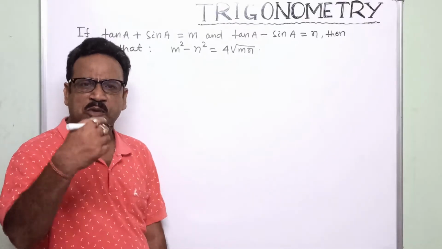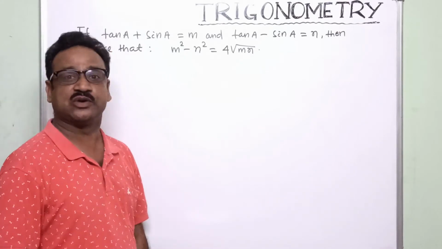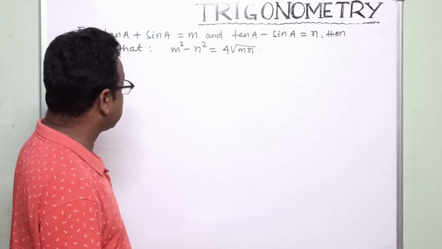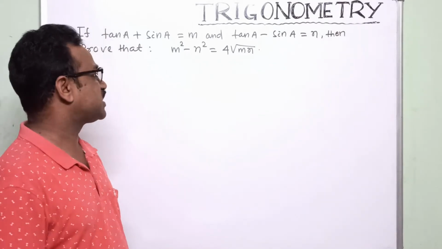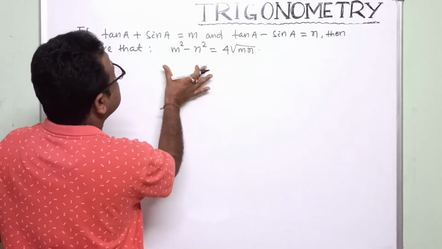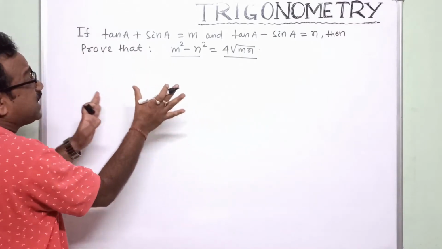So now move on to the next question. What is given? If tan A plus sin A is equal to m and tan A minus sin A is equal to n, then prove that m square minus n square is equal to 4 root mn. Okay. So we will see, this is your LHS, this is your RHS. So separately we will do.